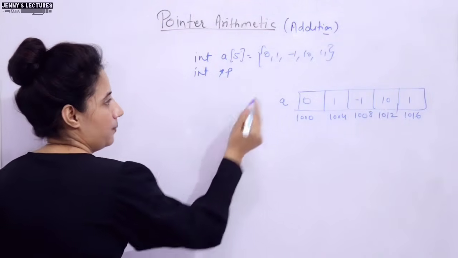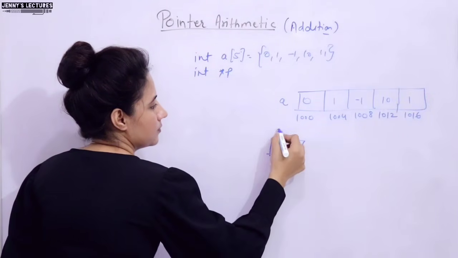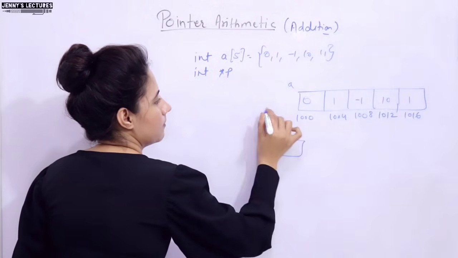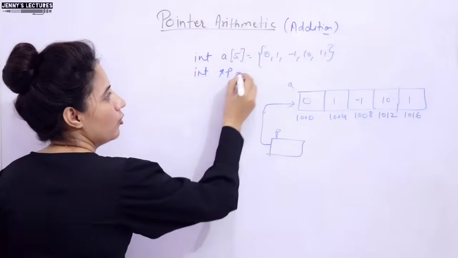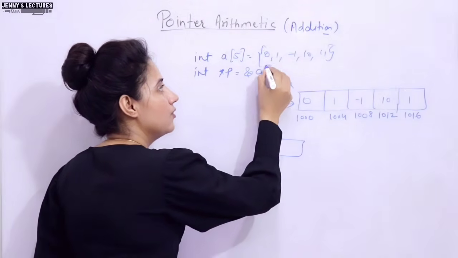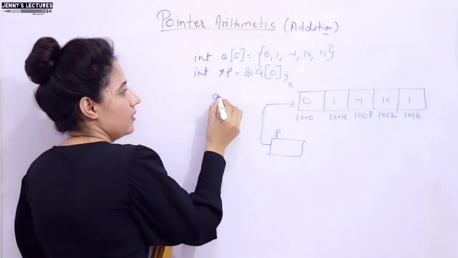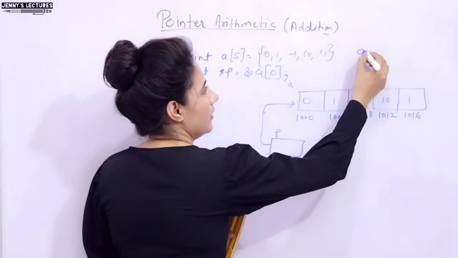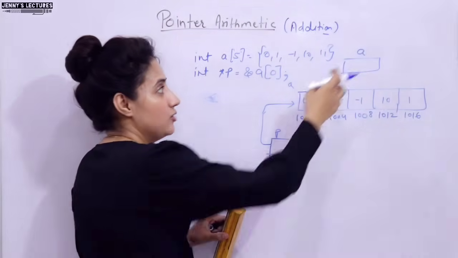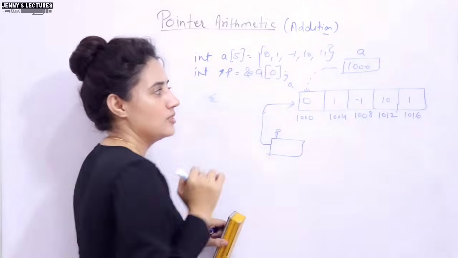So now I am taking one pointer variable p, and p is pointing to this a. So in p we are going to store the address of the first element of the array, address of a of 0. In a what we have? A is also, you can say, an internal pointer. So a is also containing this 1000. So a is also pointing to the first element.